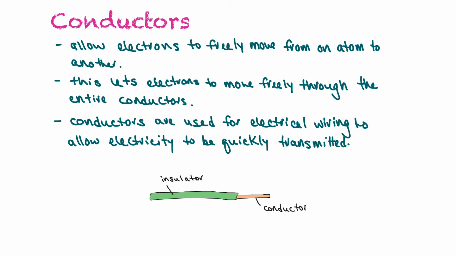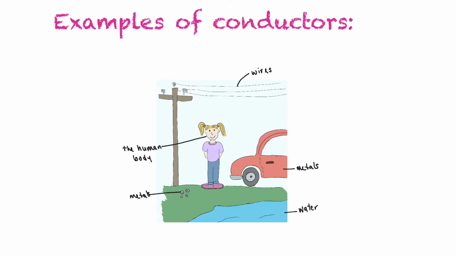Conductors are very useful for electrical wiring because they allow electricity to be quickly transmitted along the wire. So again, here's our example of a piece of wire. The plastic coating would be the insulator, and the wire, the copper underneath, would be the conductor. Examples of conductors would be the wires in this picture.